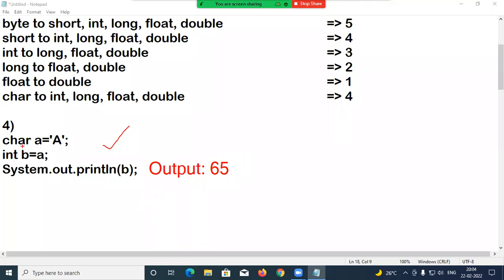It is character to integer. Character to integer comes under 19. It is valid. But we are printing the B value. B is printed in integer format. So capital A is nothing but ASCII code 65. That's why the output is 65. That was given yesterday. Capital A is 65, small a is 97, and 0 is 48. If you remember these three, that is enough. Now one more. Fifth one.